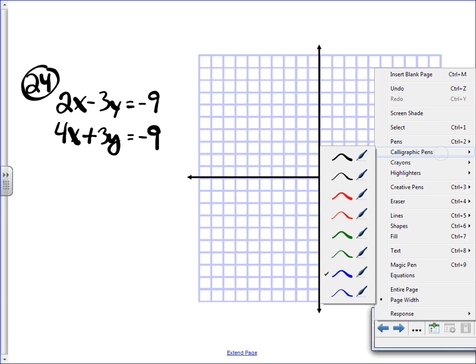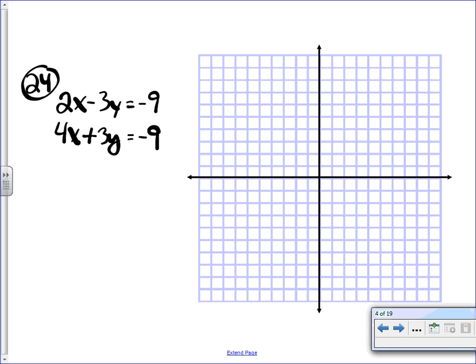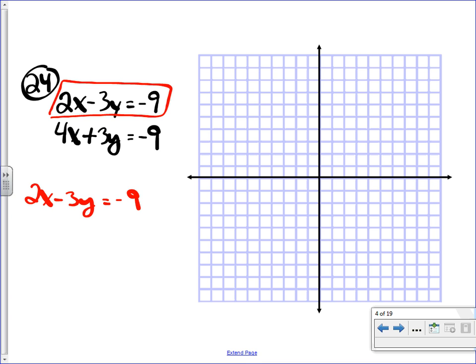All right, let's try number 24. It's going to be the same thing. For this first equation, I'm going to have to write it in slope-intercept form. So I'll start by moving the x to the other side, which is going to make it a -2x. But there's still a negative 3 in front of that y, which means I'm going to have to come over here and divide everything by negative 3. That way I can have y by itself.